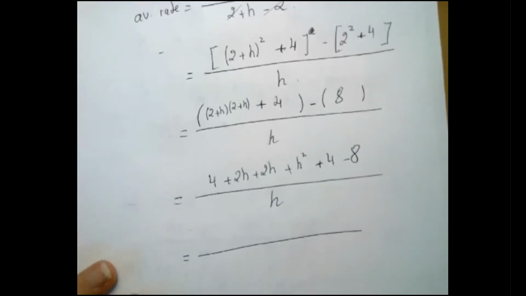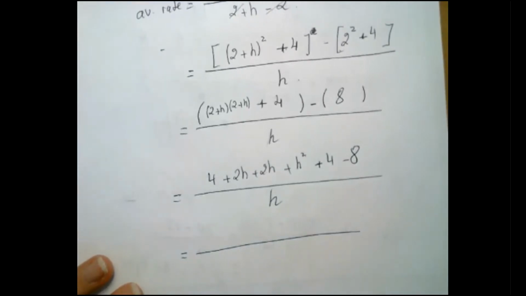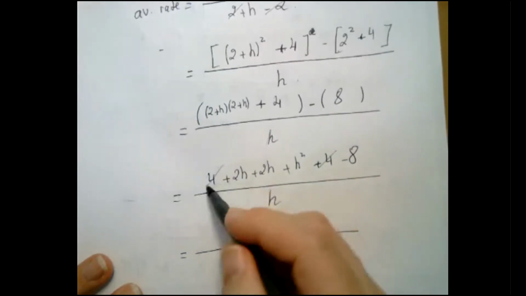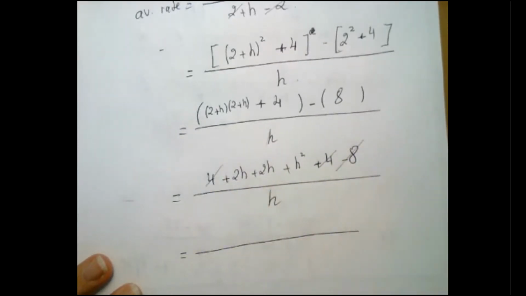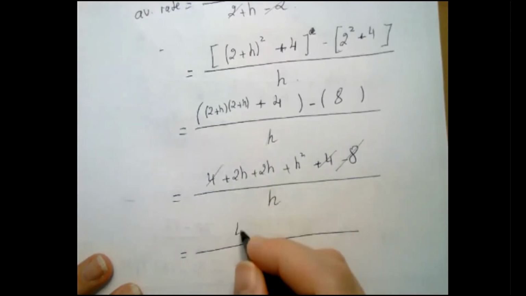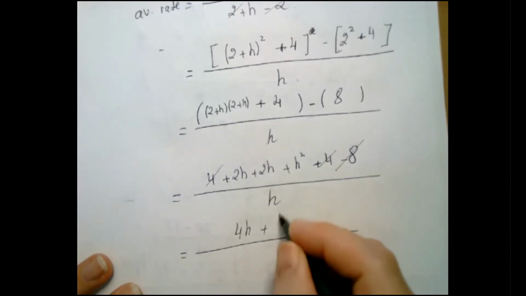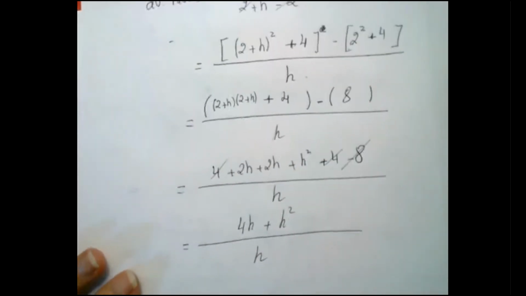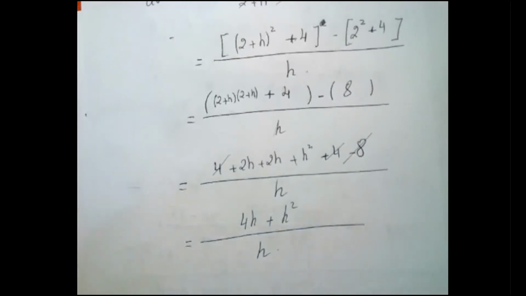Please, if I'm going fast, let me know. So what we have here, let's see, combine like terms. 4 plus 4 is 8, minus 8. That's simple. And then we can combine those two: 4h plus h squared, the whole thing divided by h. So as I said, this is a symbolic problem that we should know how to handle.